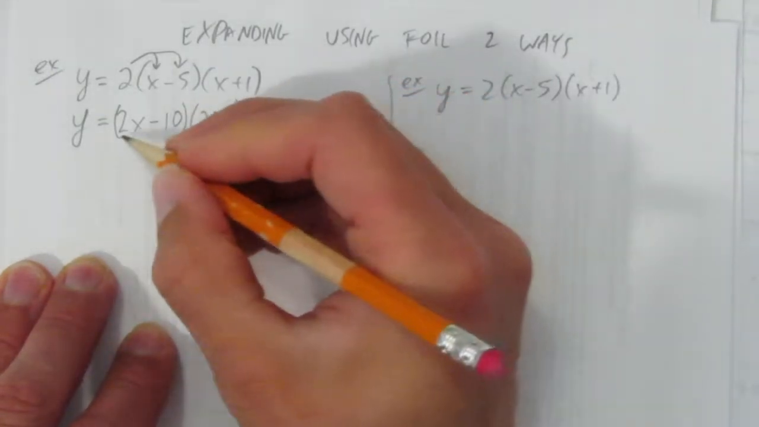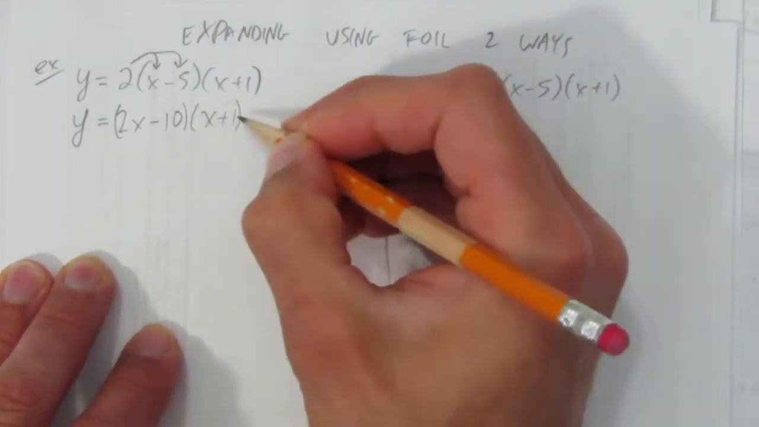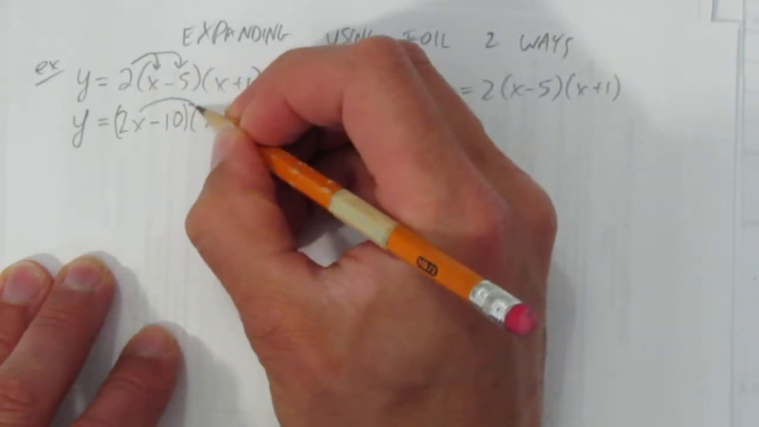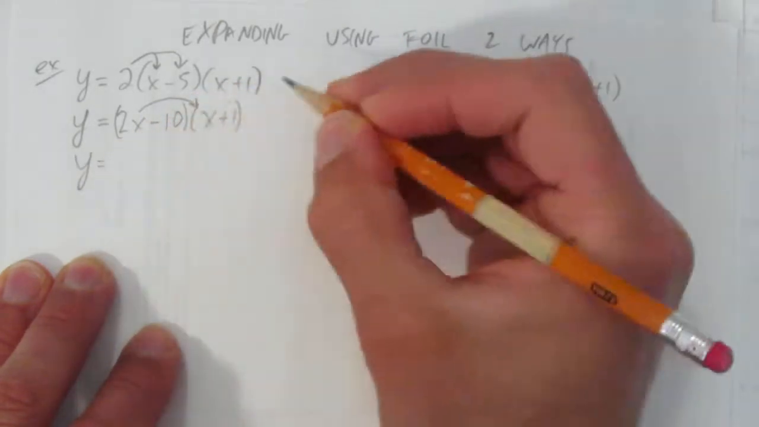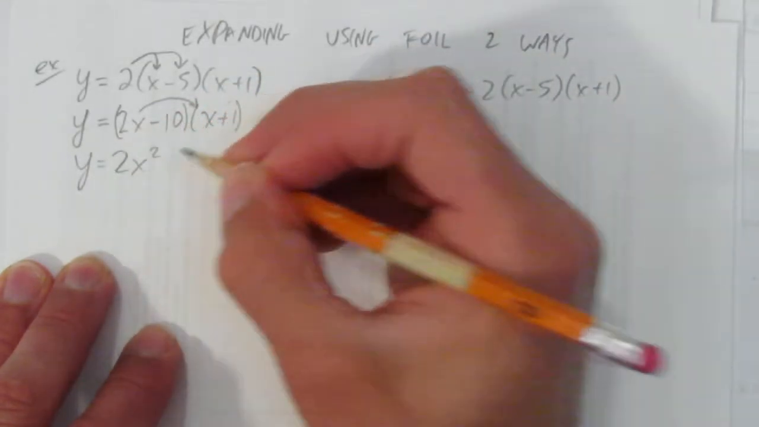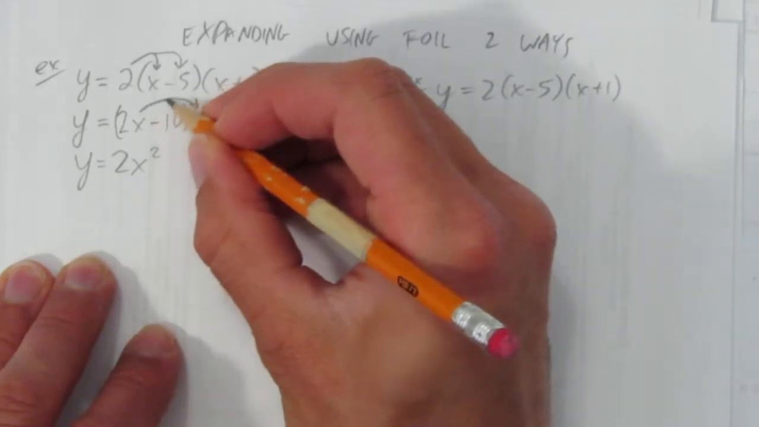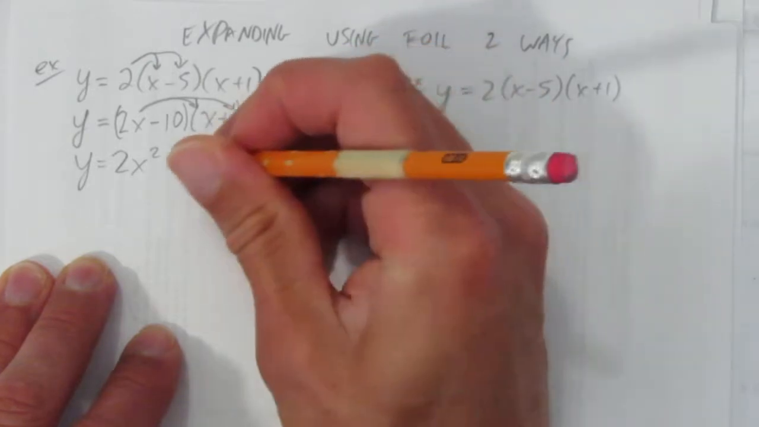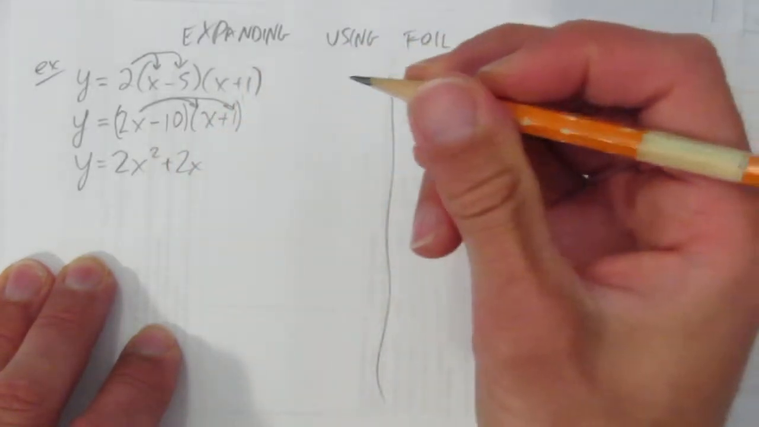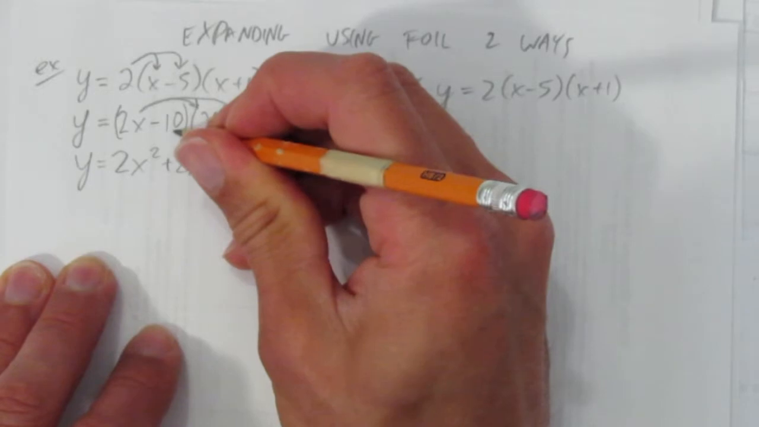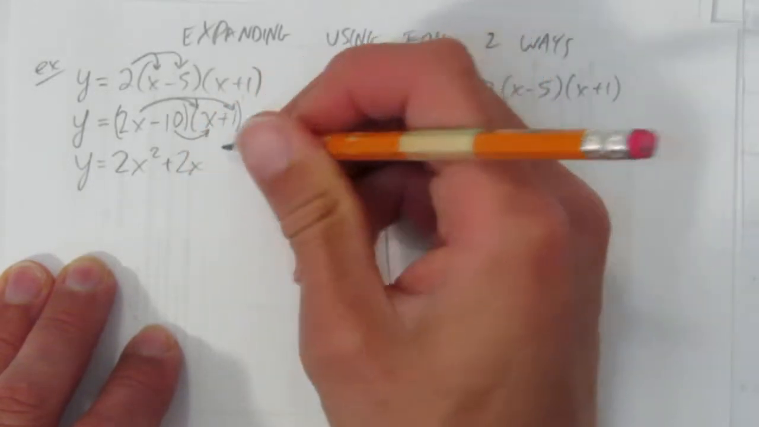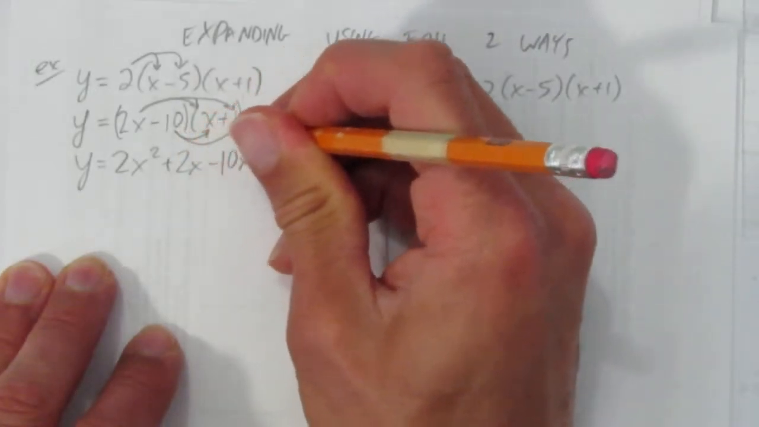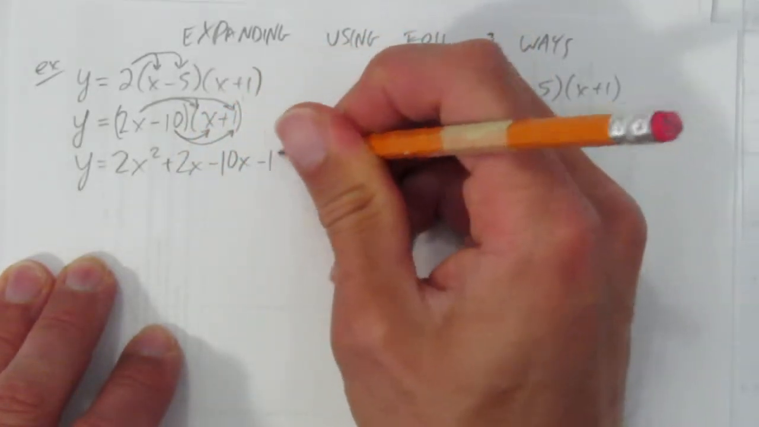Well, now that we've done that, we have two brackets times each other. We're going to use FOIL, which is multiply the first times the first thing, in this case 2x times x. 2x times x is just 2x squared. First times first, then outside times outside, so 2x times positive 1 gives positive 2x. After the outsides, we do the insides, negative 10 times x, which is negative 10x. And finally, negative 10 times 1, which is just negative 10.